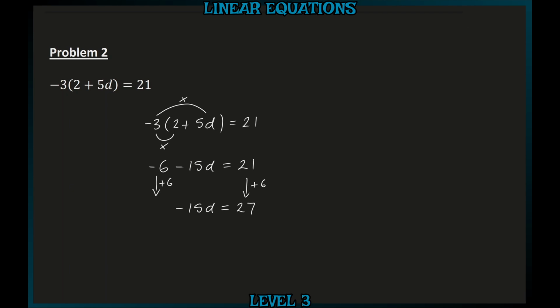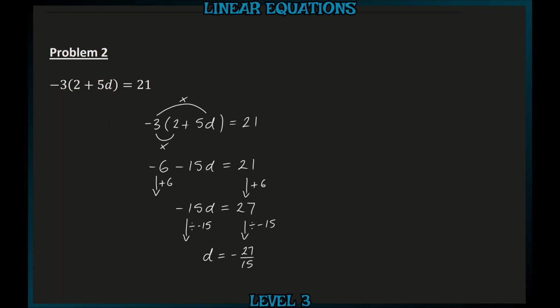Finally, we want to remove the minus 15 from the left to leave d on its own, and the minus 15 is multiplying d by minus 15. So the inverse of multiplying by minus 15 is to divide by minus 15. And we do exactly the same on the right. So on the left, the times minus 15 and the divide by minus 15 cancel out, leaving us just with d. And on the right, 27 divided by minus 15 can just be written as minus 27 over 15.